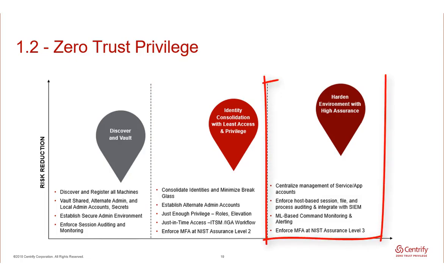The hardening of the environment with high assurance is going to focus around the centralized management of service and application accounts, the enforcement of host-based session, file, and process auditing with integration with a SIEM, as well as enforcing MFA or multi-factor authentication at the NIST Assurance Level 3.